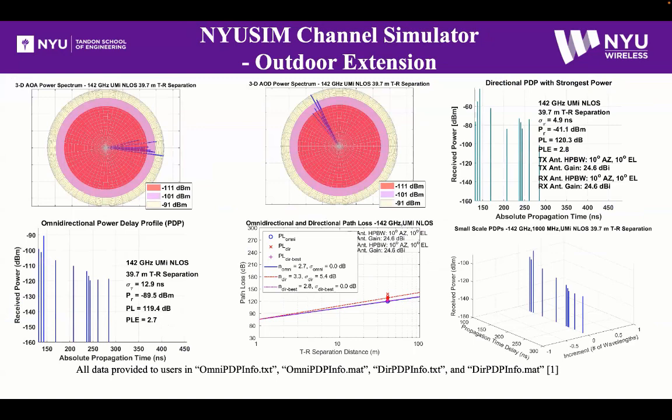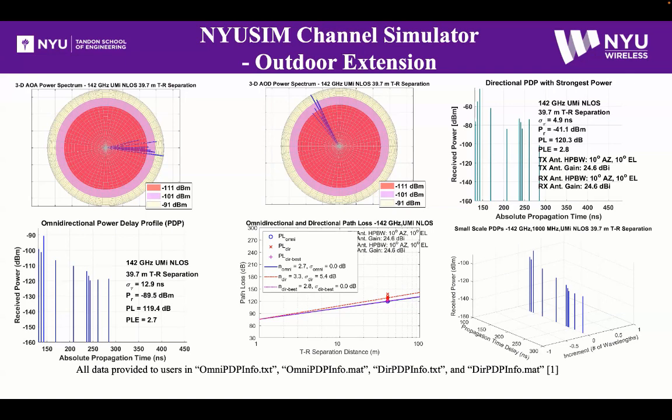So this is one of the sample examples from the NYU Sim MATLAB-based simulator. The MATLAB-based NYU Sim simulator is mostly a graphical interactive simulator. So the channel impulse responses that you obtain, you can visualize, for example, in this case, as I've shown here. This is a particular case where we have run the channel at 142 gigahertz for a UMi non-line of sight scenario for a particular transmitter-receiver separation of about 40 meters.